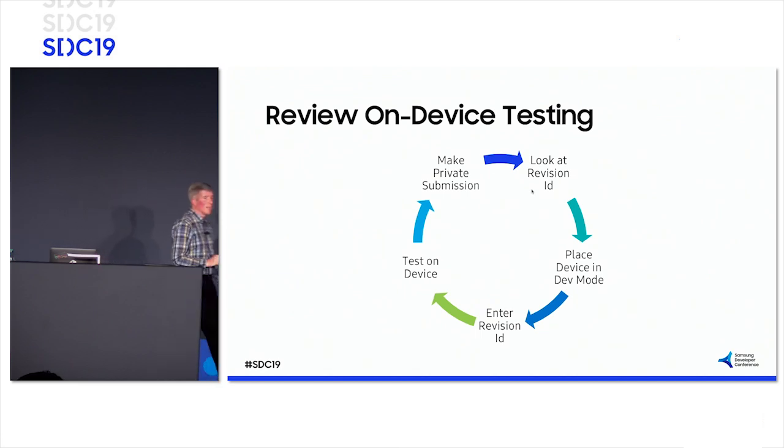So, to summarize, you need to make a private submission in Bixby Studio in order to test on the device, and you need the revision ID. You'll put the device in developer mode, enter the revision ID, and then you can test your capsule on the device. If you find any problems or things you want to change, you change them in Bixby Studio, you create another revision, and you go through the cycle again.